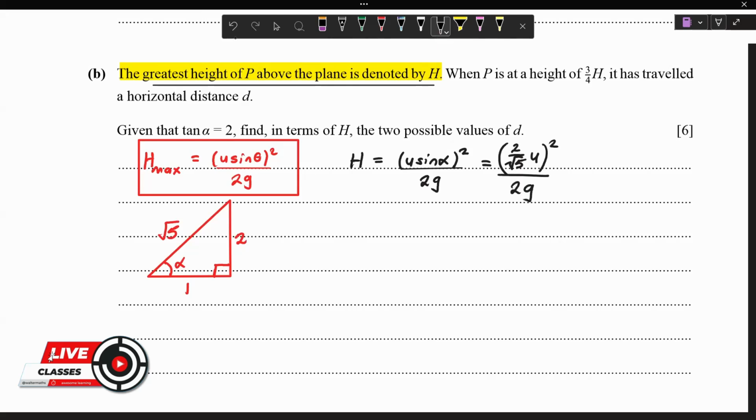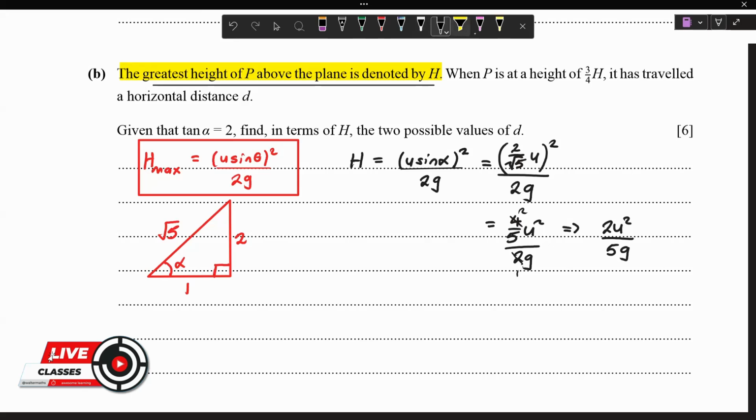And this is going to give us, if we simplify it a little bit more, 4 over 5 of u squared, divided by 2g. So that's over 2g, which, if we simplify it, 2 goes into 4 2 times. So that's 2u squared over 5g. So this is what we have here for h.